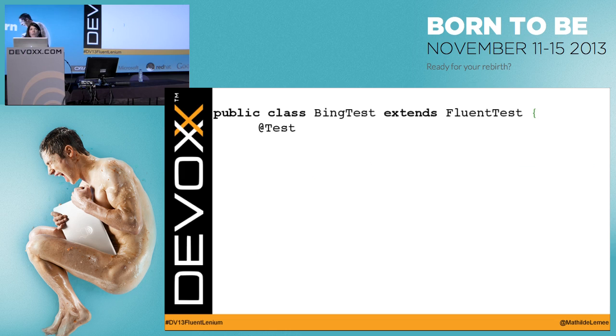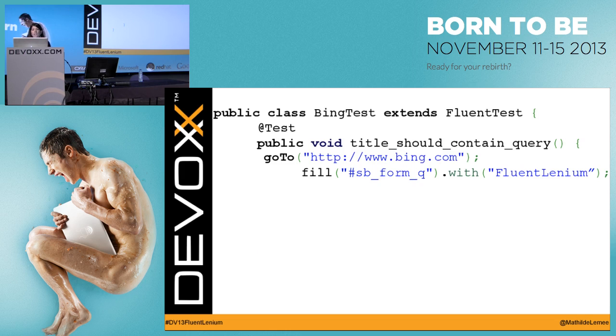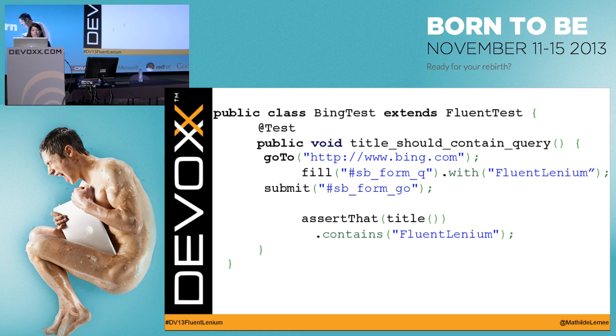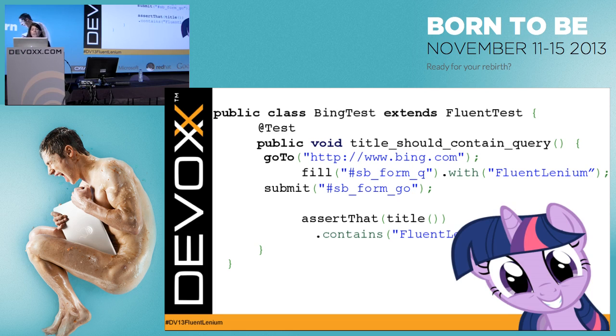So now that we have seen the basics a little bit, let's try to write our test. So first, I will go to bing.com. I will fill the search input with the text FluentLenium. I'm just going to submit my form and be sure that the title contains FluentLenium, and that's working.